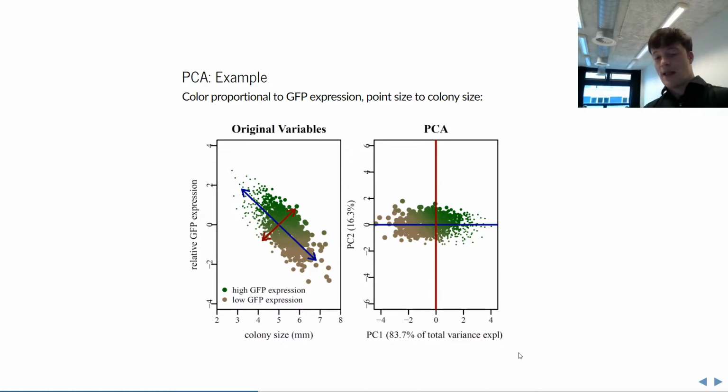Now, what we can see here is that indeed it found the largest variance in the first principal component, because this direction already covers 83.7% of the total variance in this data set. And there's only 16.3% remaining in the second direction. So there we see what PCA does. Is that clear so far? Okay.